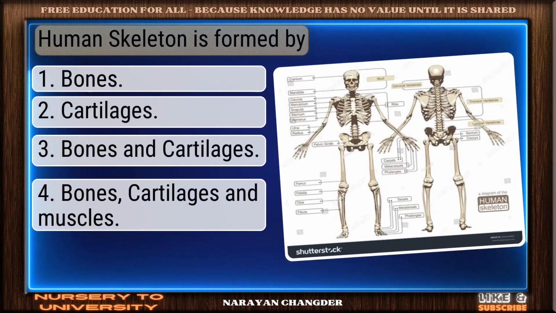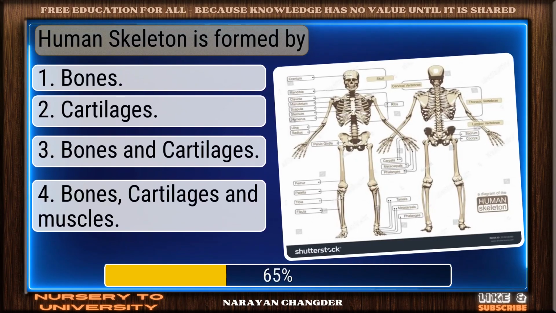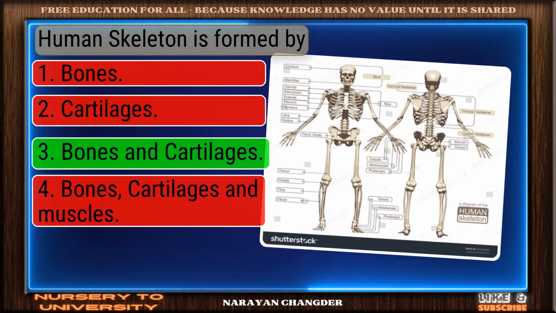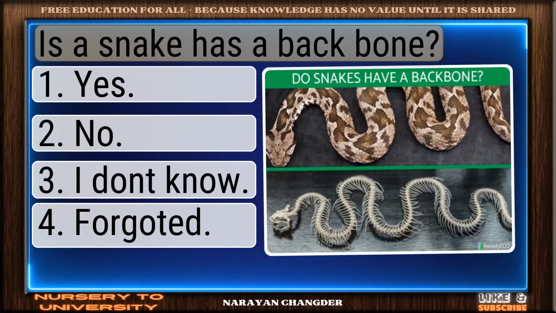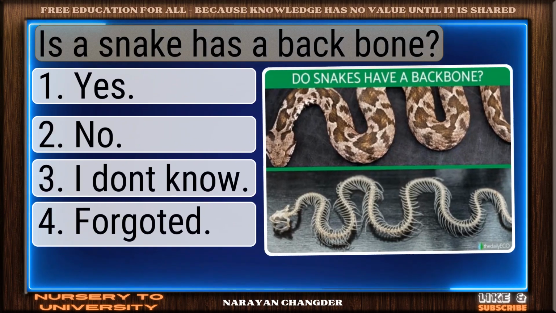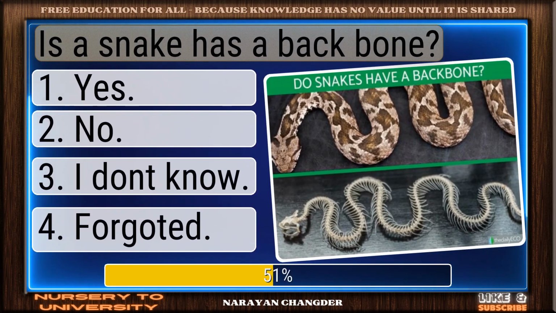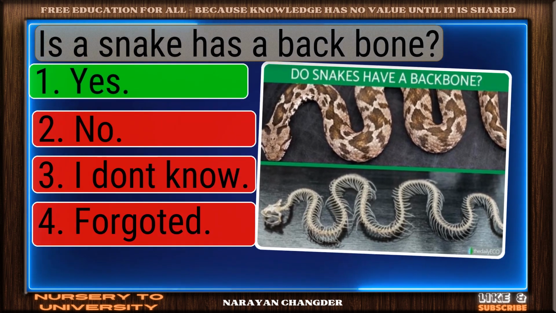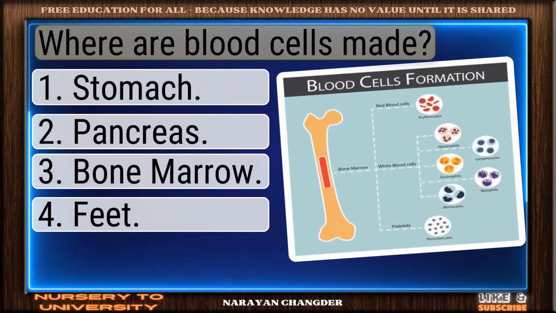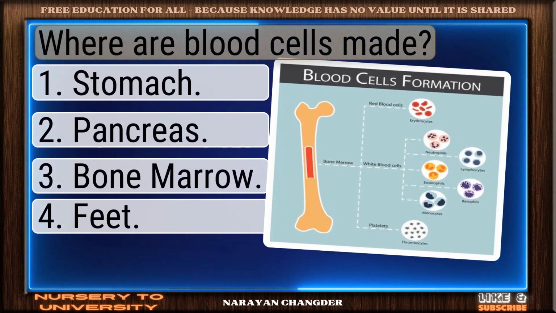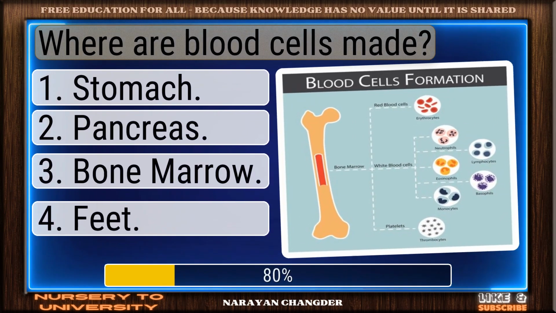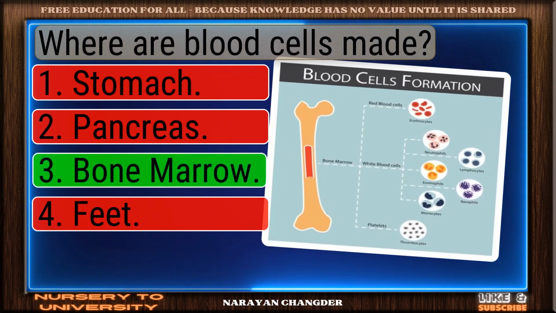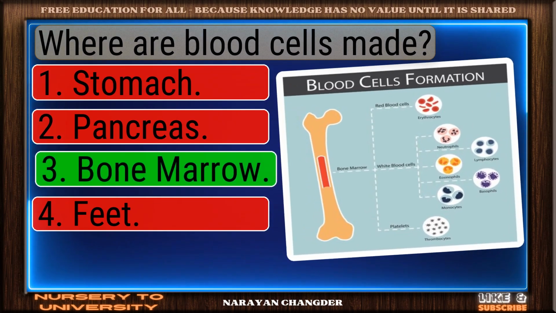Human skeleton is formed by. Correct response. Bones and cartilages is the most accurate answer. Does a snake have a backbone? Nicely done. Yes is a solid answer. Where are blood cells made? Clear logic. Your choice, bone marrow, is sound and 100% true.